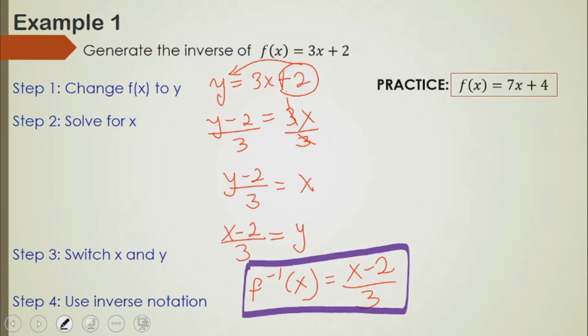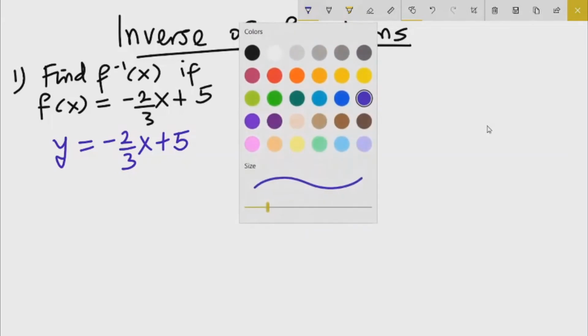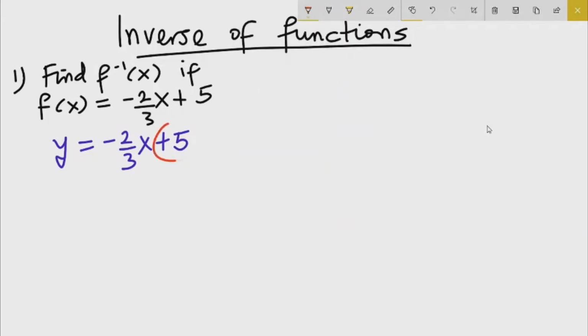So I need you to practice generating the inverse of a linear function by using this question. So let's assume I ask you to find the inverse of f of x equals negative 2/3 x plus 5. The step 1 says we have to turn the f of x to y. So this becomes y equals negative 2/3 x plus 5. Then I need to solve for x. So to be able to solve for x, I need to move this positive 5 to the left. So it's going to become a negative. So now I have y minus 5.